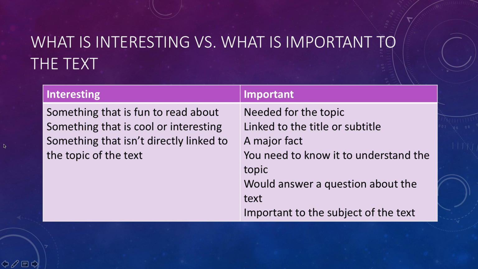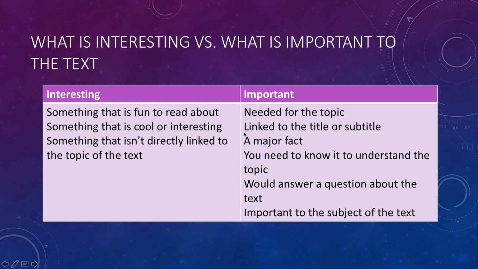When you're looking for question 3A facts, you're thinking about what is interesting versus what is important to the text and the question. Don't just look for what's interesting. Don't just look for something that's fun to read about. Don't just look for something that's cool. And don't just look for something that isn't directly linked to the topic of the text. What's important is anything that's needed for the topic, in this case, travel.